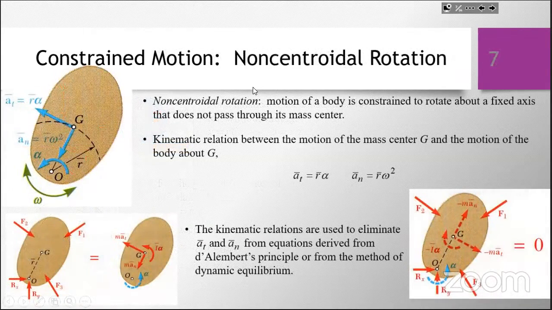The kinematic relations are used to eliminate a tangential and a normal from the equations derived from the method of dynamic equilibrium. So, okay, we end up with a sub n and a sub t, right? But you're like, well, I want x and y. Okay, well, then we just need to figure out what angle we are off of, right? How much is this rotated by? And we can do that, and that shouldn't be too bad.